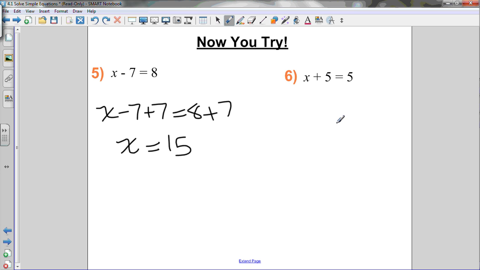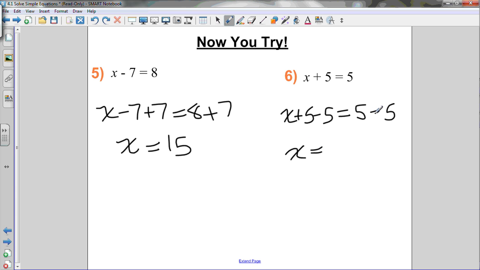This one, x plus 5 equals 5. Isolate the x by getting rid of this positive 5. The opposite of adding 5 is subtracting 5. So I'm going to subtract 5 to cancel out that 5. But I must also subtract 5 from the other side to keep it balanced. 5 minus 5 is 0, so all I'm left with is x.